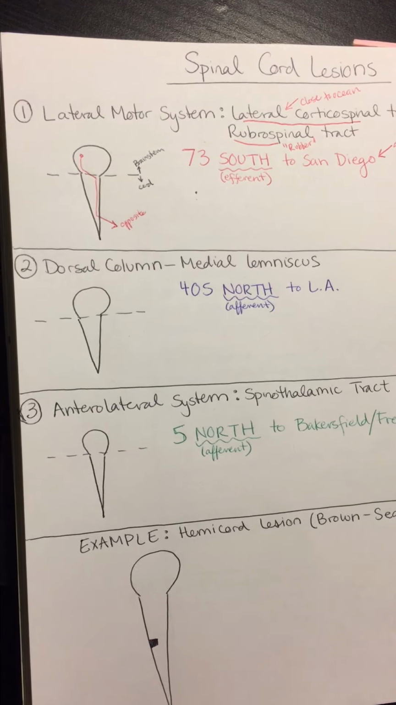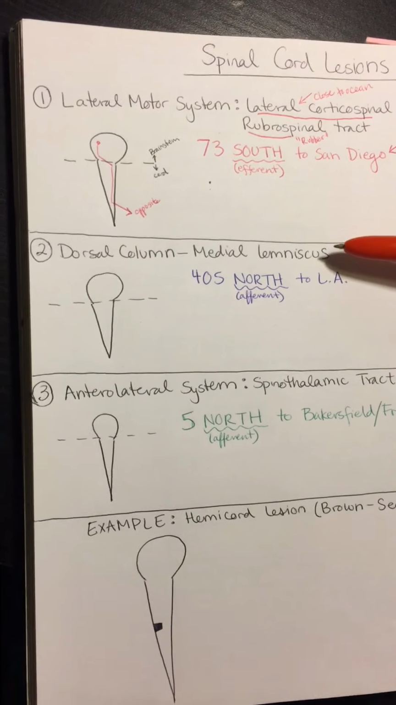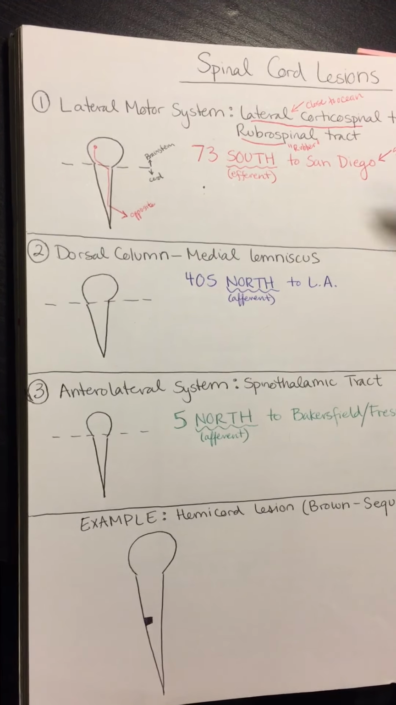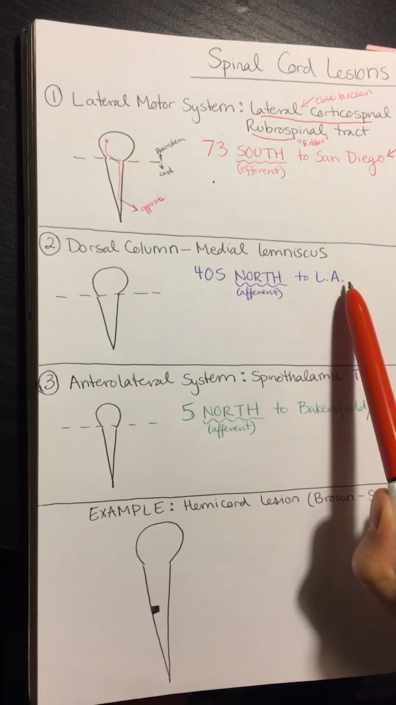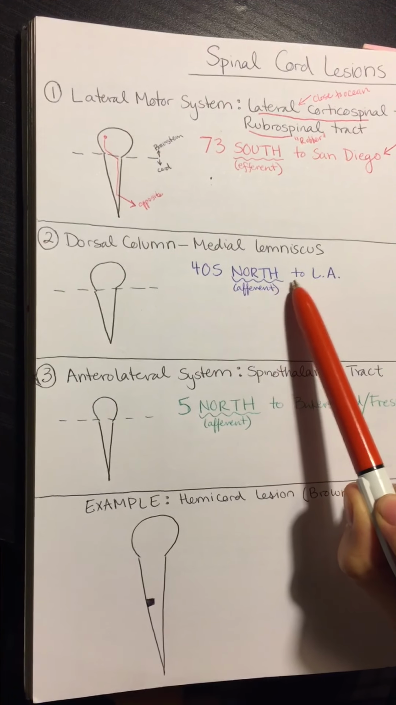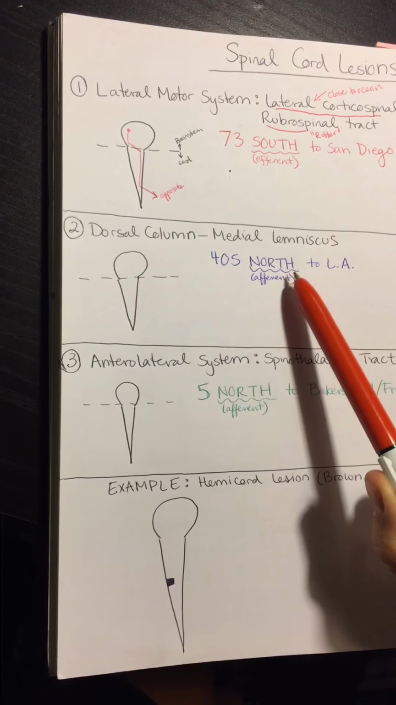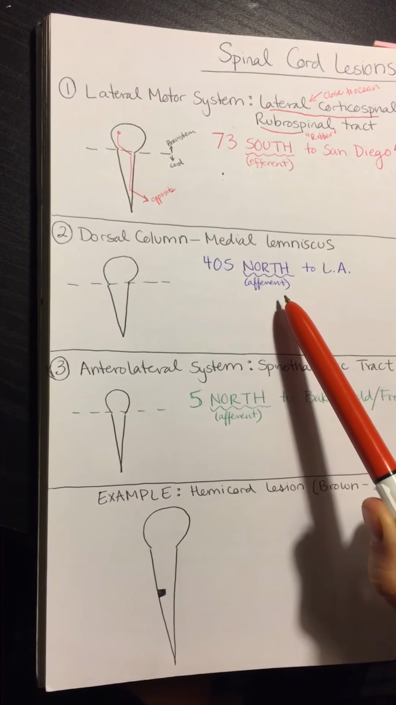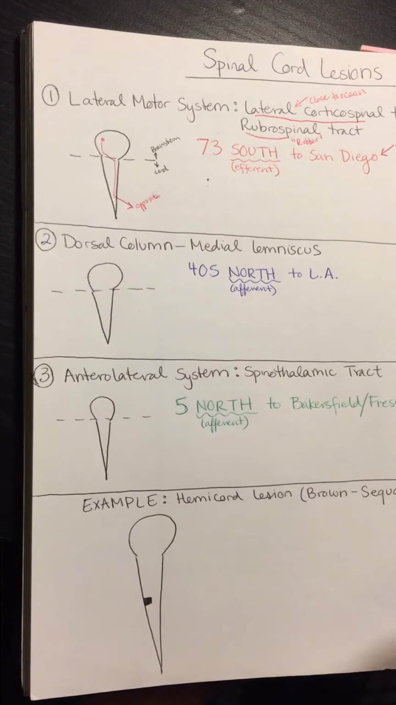And the next one we're going to talk about is the dorsal columns medial lemniscus. So this tract, you're going to from now on think about as being the 405 freeway north to Los Angeles. It's really important that you remember it's going north from Irvine to Los Angeles because this tract contains afferent fibers, which means that it's carrying sensory information from your extremities up into your brain.